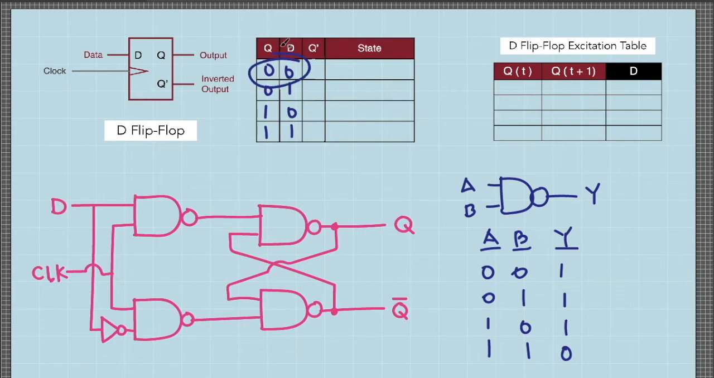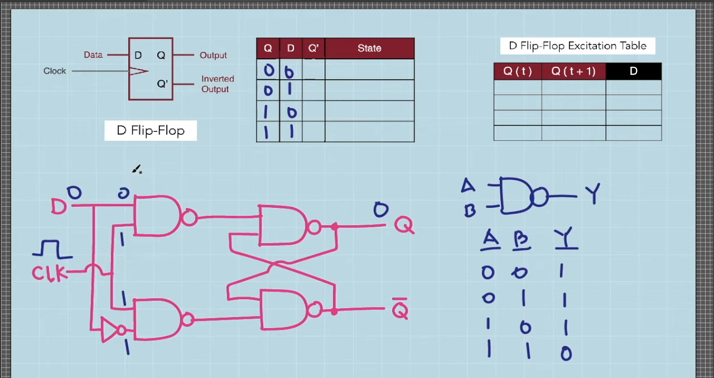So for this first case, we assume that the initial value of the output Q is logic 0, and we try to supply the data signal with 0. So let's see what will happen. This input here is directly connected to D. This would be 0. However, since this line passes through a NOT gate, the input here will be 1. And at this instance, we assume that there is a clock pulse, a positive edge clock pulse. Hence, these two inputs here are both in logic 1.